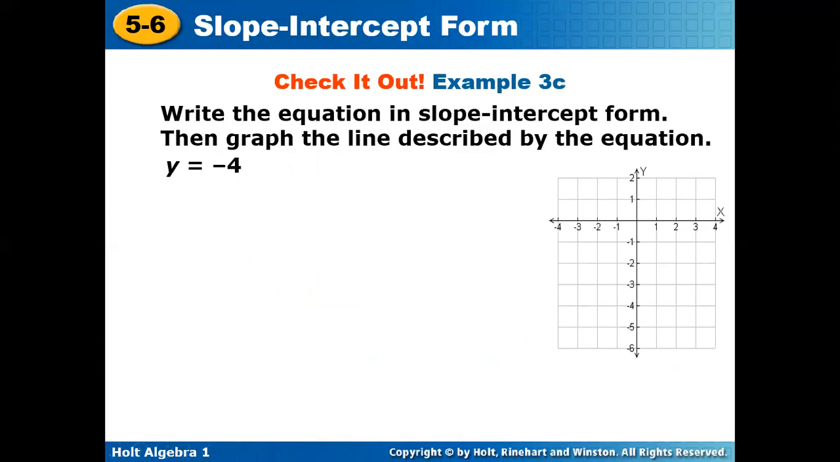All right. Y equals negative 4. Y equals -4 is technically in slope-intercept form. You only have the y-intercept. You do not have a slope.